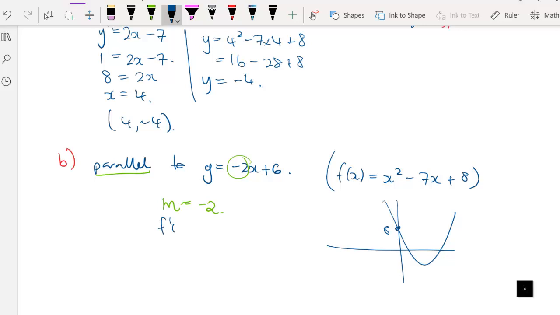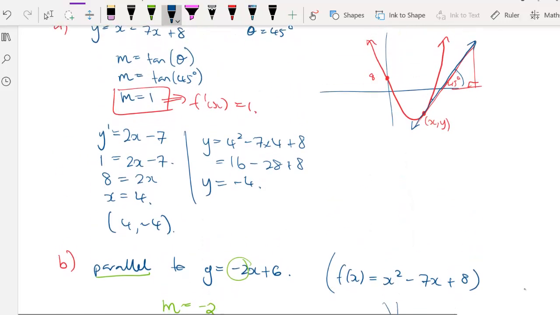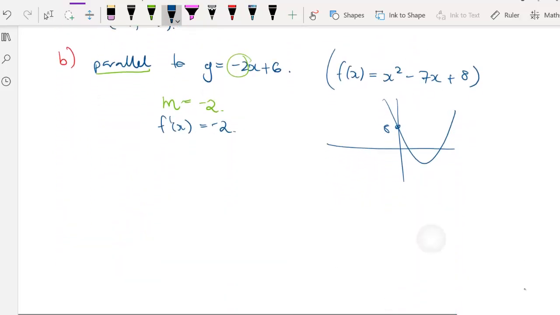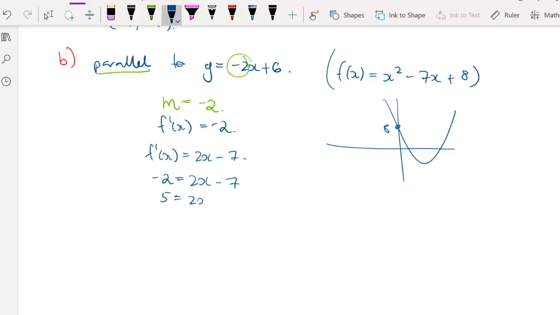Which means that the derivative must also be equal to negative 2, because the derivative is used to find that gradient. So we're trying to do the same thing again. Instead of m being equal to 1, like the last time, m is negative 2. So the derivative is 2x take 7. That hasn't changed. It must be equal to negative 2, and we're trying to find the x value of where that occurs. So we add 7, and we end up with 5 is equal to 2x. 5 divided by 2, and we get x is equal to 2.5.